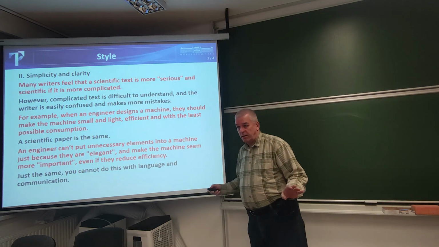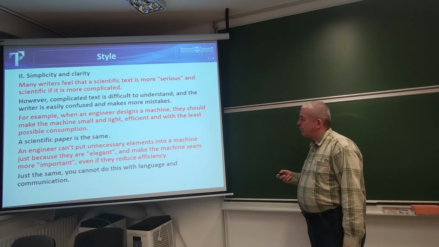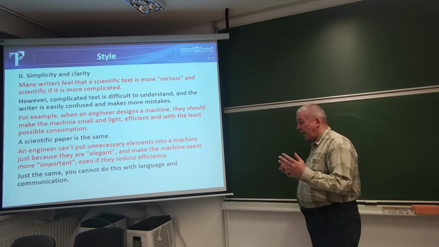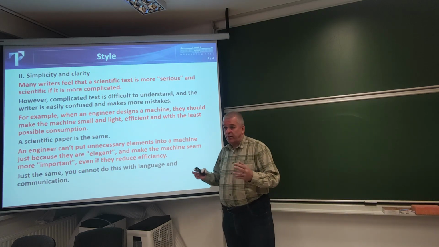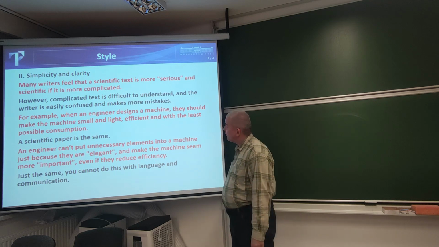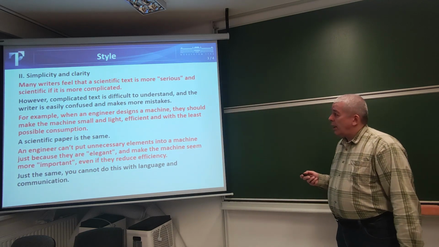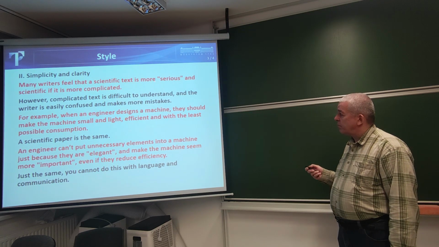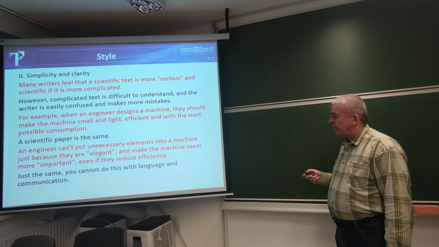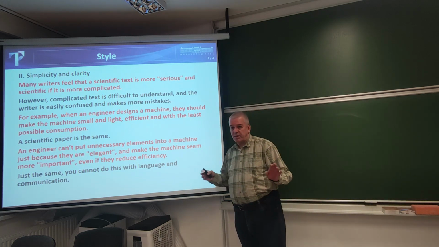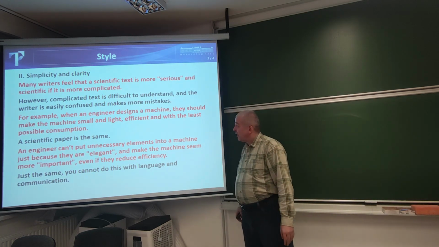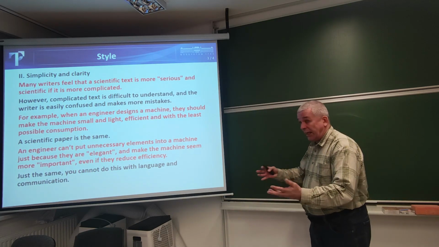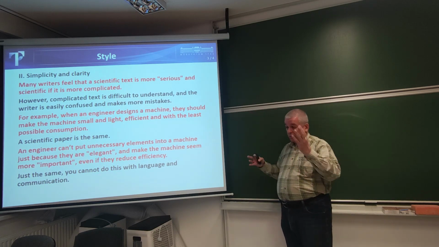The first thing that's very important is simplicity and clarity. Simplicity, you understand simplicity? Clarity, what is clarity? Clarity means that you can understand it easily. Here's a very big problem. Many writers feel that a scientific text is more serious and scientific if it is more complicated. You have probably seen scientific texts like that. Many writers genuinely feel that they have to make it complicated to make it look important.